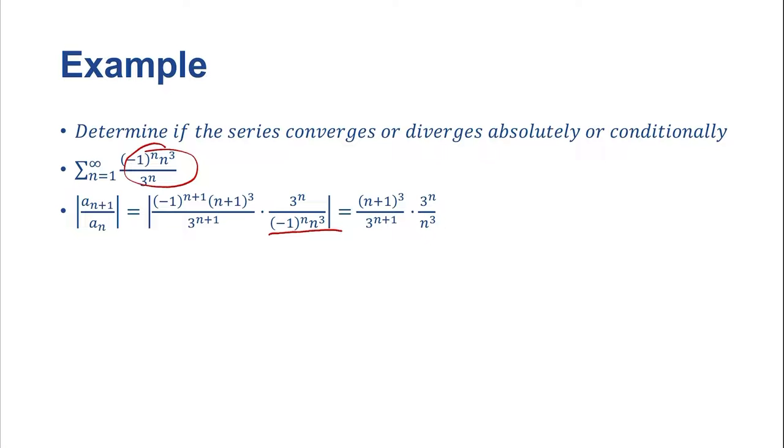Anyways, we get the absolute value of negative 1 to the n plus 1 times n plus 1 cubed over 3 to the n plus 1 times 3 to the n over negative 1 to the n times n cubed. Okay, so we take the absolute value of that, then our negative 1 terms are going to go away. So we're going to get n plus 1 cubed over 3 times n plus 1 times 3 to the n over n cubed. So now what we can do is actually take out a couple of terms. If you notice here, we have this term, 3 to the n plus 1 over 3 to the n, or 3 to the n over 3 to the n plus 1.